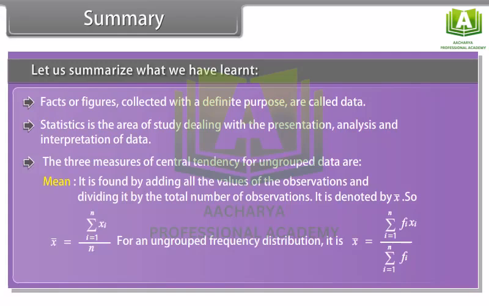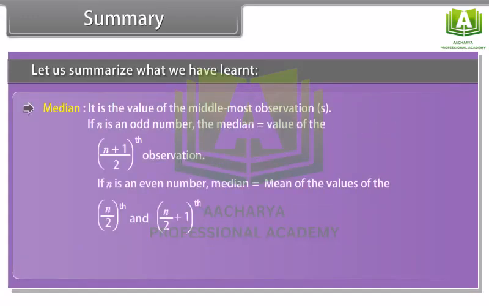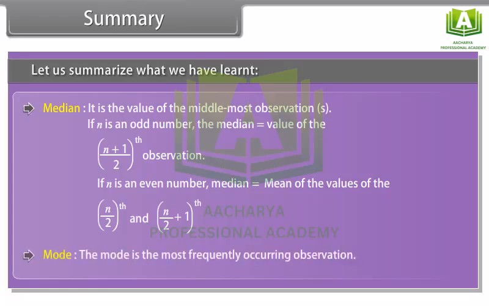So, for an ungrouped frequency distribution, it is given accordingly. Median. It is the value of the middlemost observation. If n is an odd number, the median is equal to the value of the (n plus 1) whole upon 2th observation. If n is an even number, the median is equal to the mean of the values of the n upon 2th and (n upon 2 plus 1)th observations. Mode. The mode is the most frequently occurring observation.